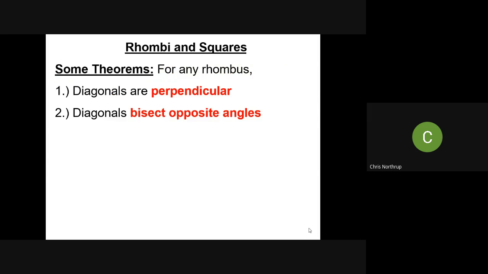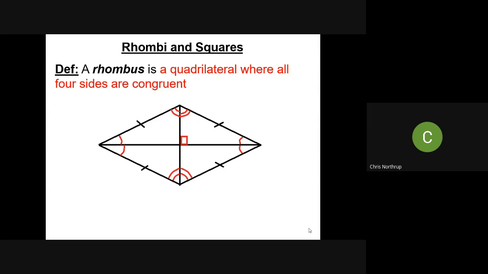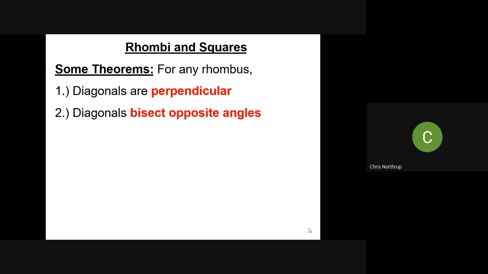So first theorem, the diagonals are going to be perpendicular. And if you go back to that picture there, that's because those angles all where the diagonals meet would all have to be congruent. And since they're linear pairs, that makes them all 90. And then all of your other angle pairs are going to be congruent. So the diagonals also bisect opposite angles.